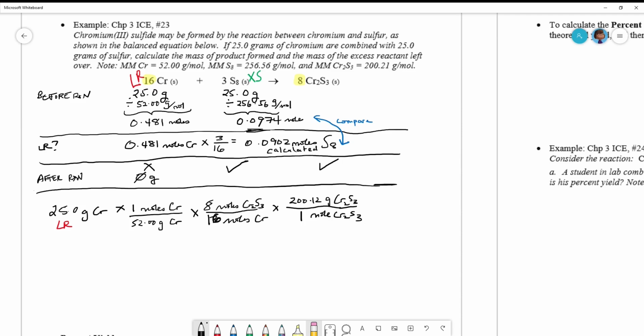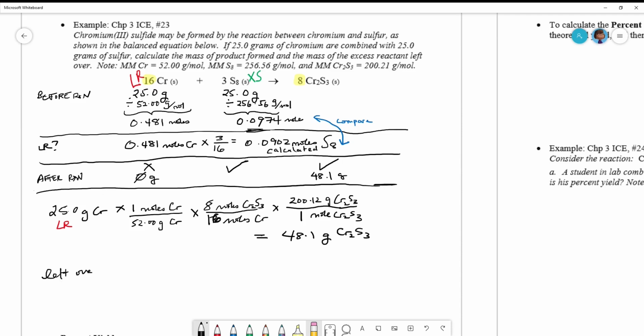Okay. And when we plug and chug and work this out, I ended up getting 48.1 grams of chromium sulfide are produced in this reaction. So I'm going to write that here, 48.1 grams. Okay.